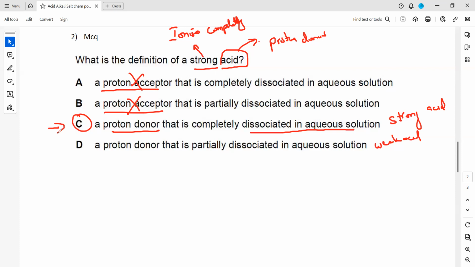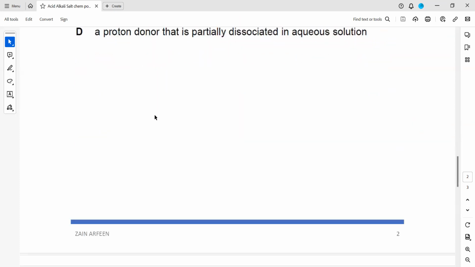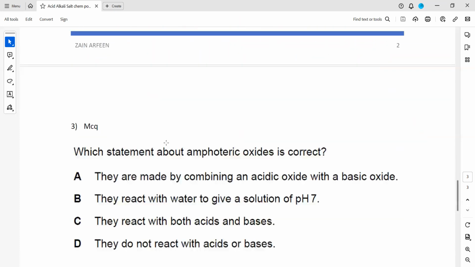So the term acid means proton donors, and strong means it will ionize completely. If it was weak, then it will dissociate partially. Then D will be the answer. If there was the same question about the weak acid definition, then it will be D.